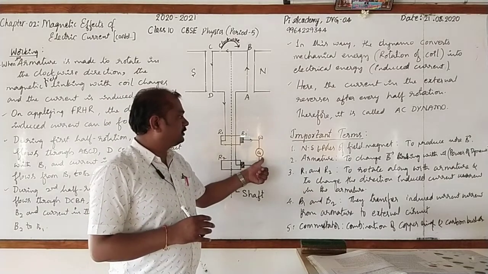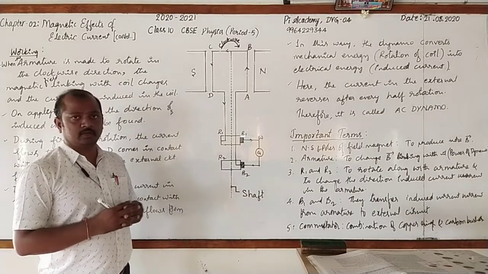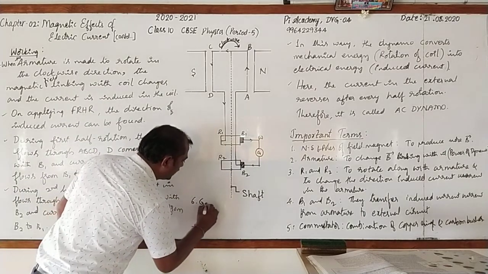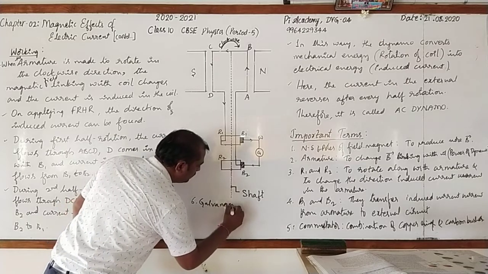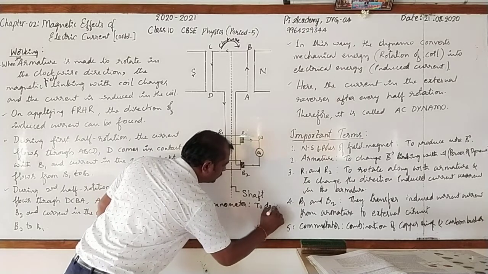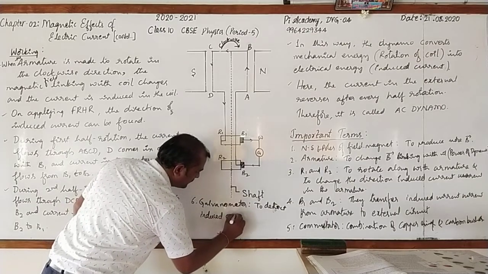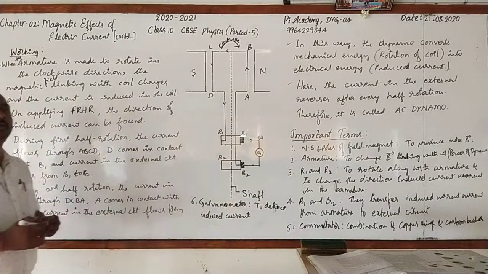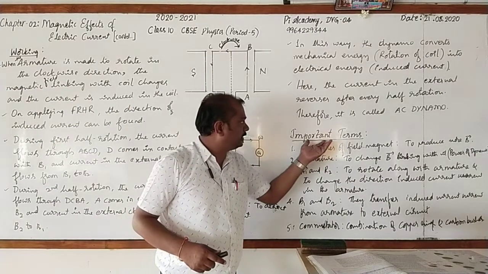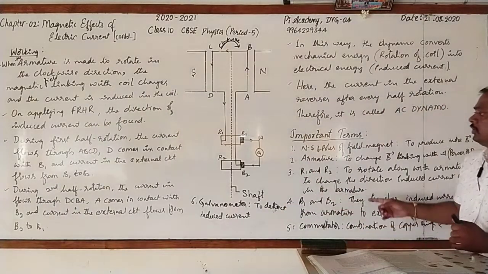Follow? And here the galvanometer indicates whether the current is induced or not. It detects the induced current. We can write sixth one, galvanometer. It is to detect induced current. Followed? Yes. Hope that you have written the working. Now you will go for writing these important terms. There is a chance of these being asked in the examination. Please go through these one by one.